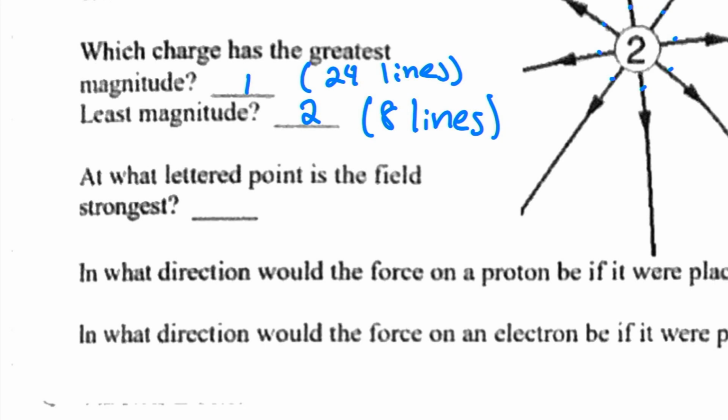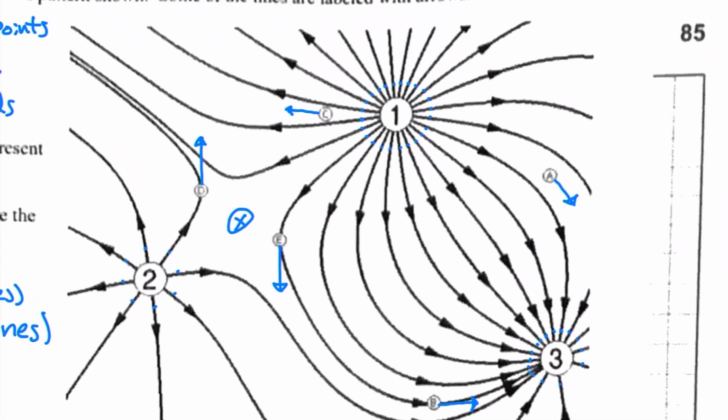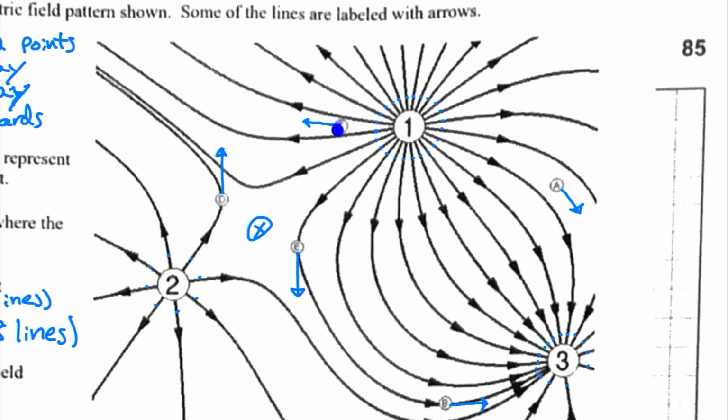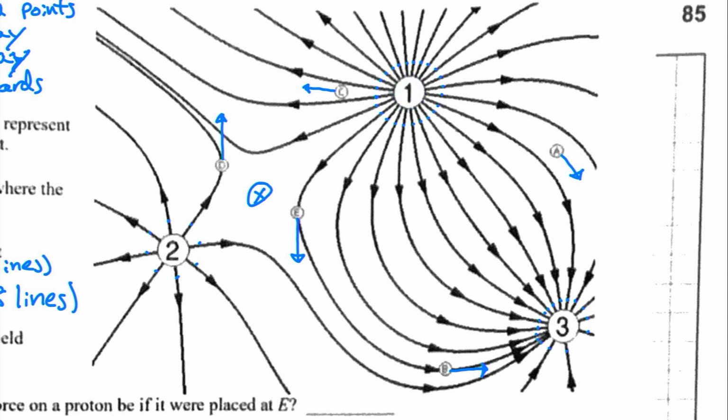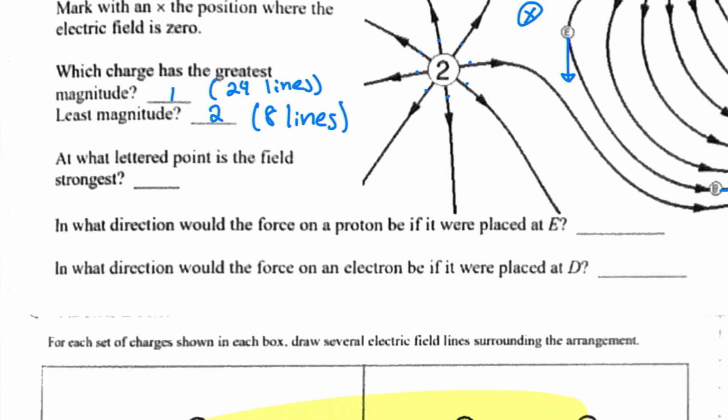At what lettered point is the field the strongest? Well, it's either going to be point C over here or point B over here. But because charge number 1 was stronger than charge number 3 because it had more lines going from it, point C is going to have a stronger electric field than point B because it's at least the same distance, if not closer, to a stronger charge. And when you're closer to a stronger charge, you'll definitely have a greater field. So C is going to have a greater field because it is closer to a stronger charge.